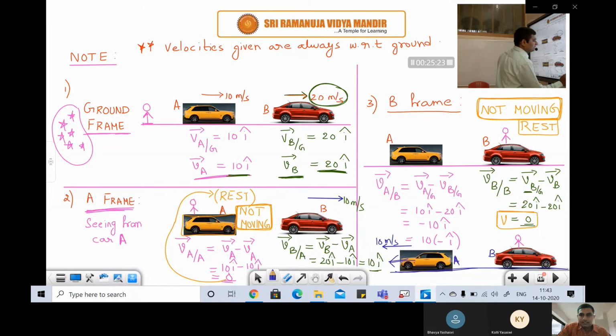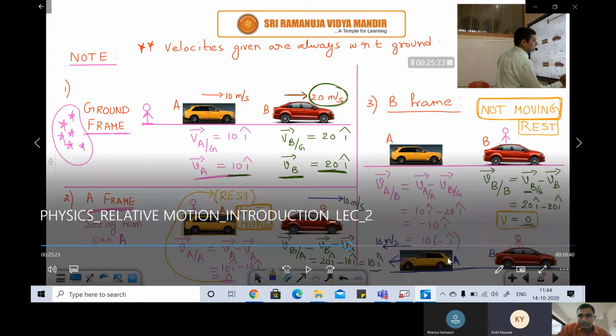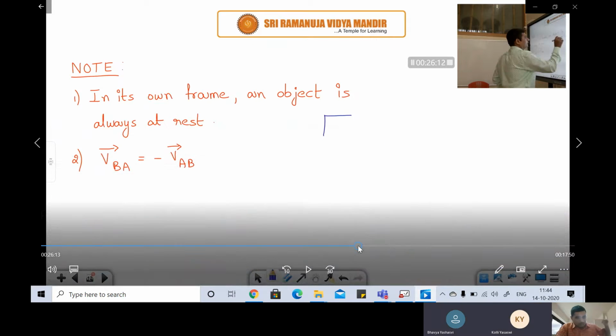You may feel, sir, that the car is actually moving to the right side. How are you telling that it is moving left side? I am telling it is moving left side by the calculation. What calculation? Formula. Velocity of A with respect to B I got as minus 10. If I would have got plus 10, I would have drawn right side. But since I got minus 10, it means it is going left side. Understood? Yes, sir.